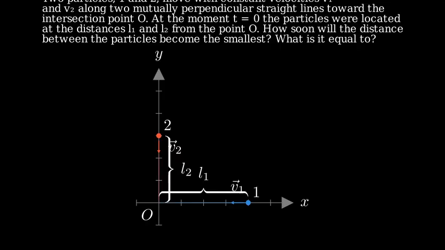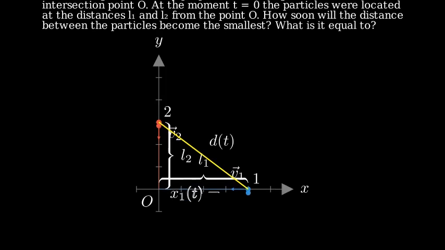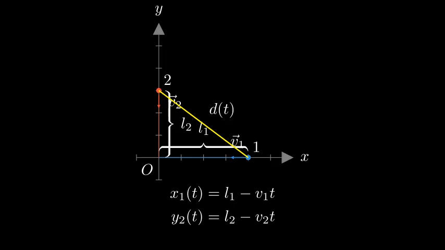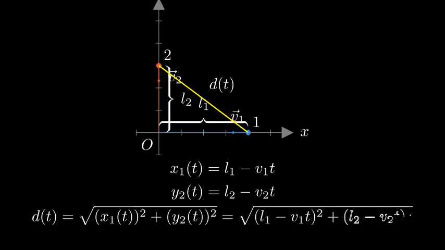At any time t, the distance between the two particles can be calculated using the Pythagorean theorem. Now that we've visualized the problem, let's develop the mathematical framework to find when the distance is minimum. At time t, the position of particle 1 is L1 minus v1 times t along the x-axis, and the position of particle 2 is L2 minus v2 times t along the y-axis. Using the Pythagorean theorem, we can compute the distance between them as the square root of the sum of squares of their coordinates. To find when the distance between particles is minimum, we need to minimize this distance function.